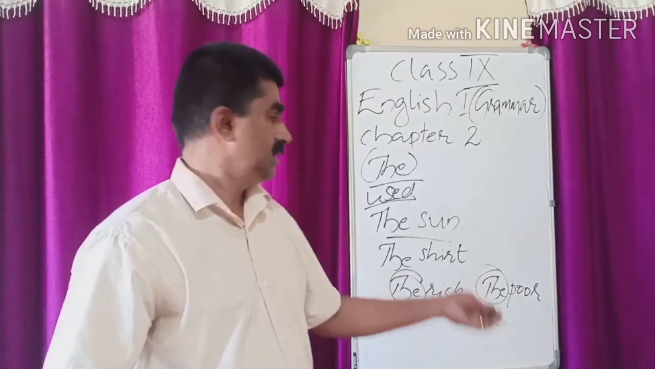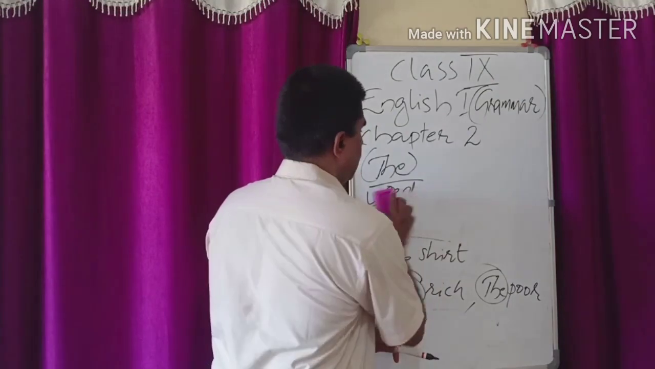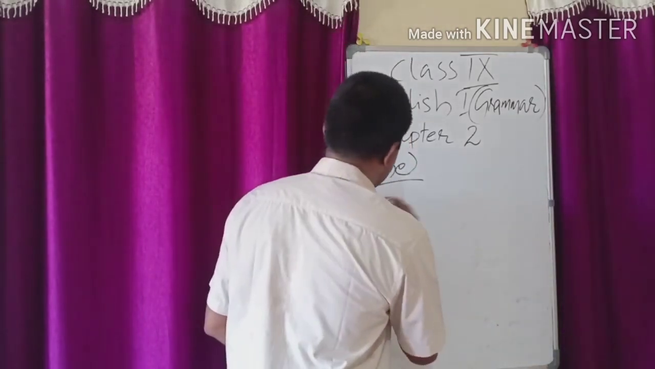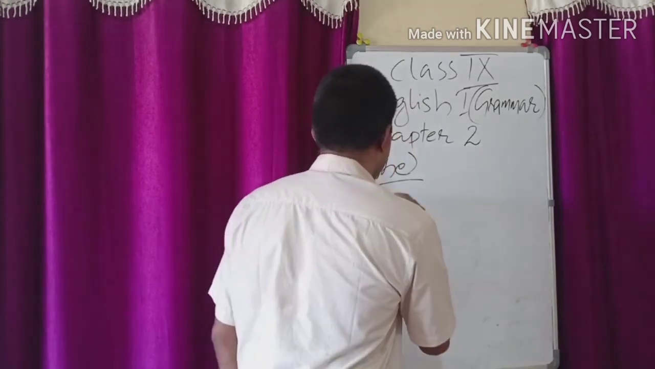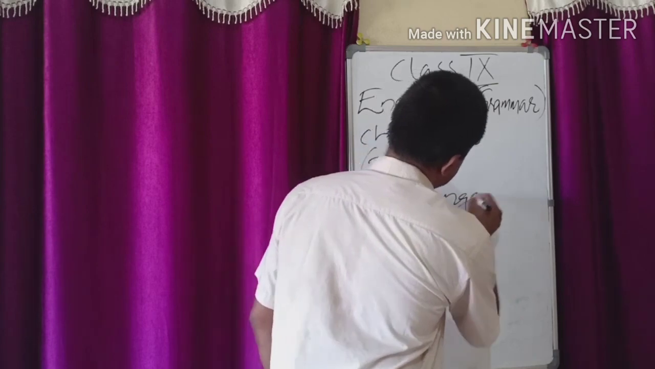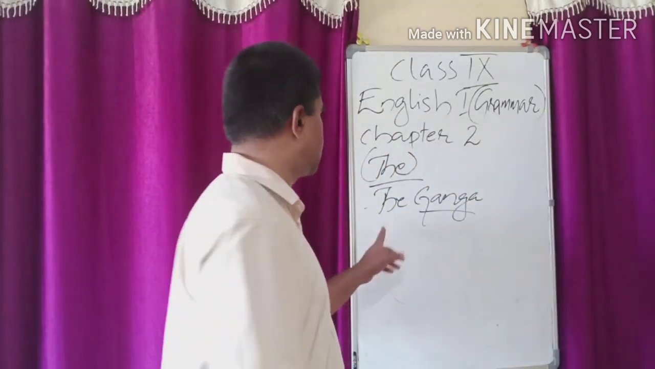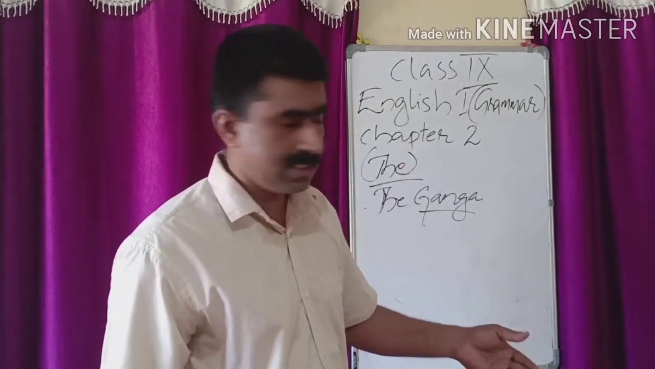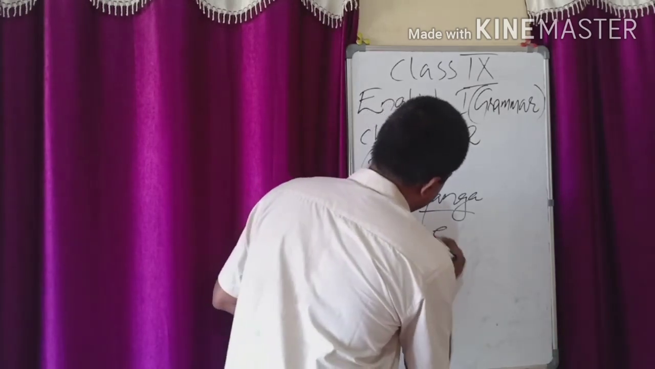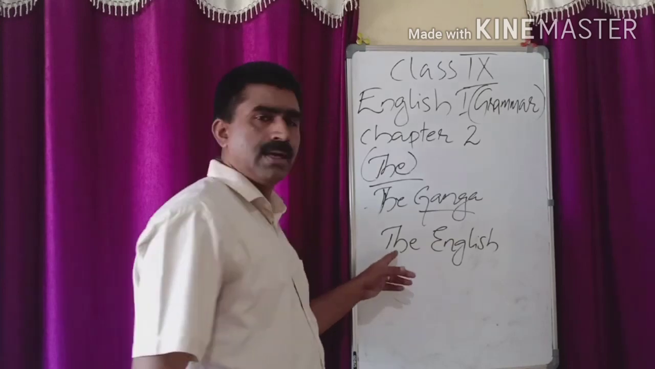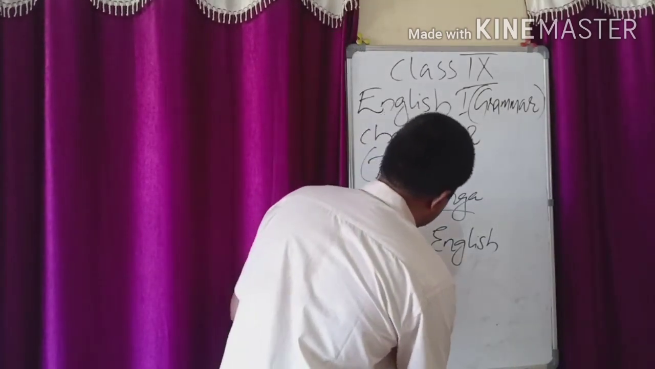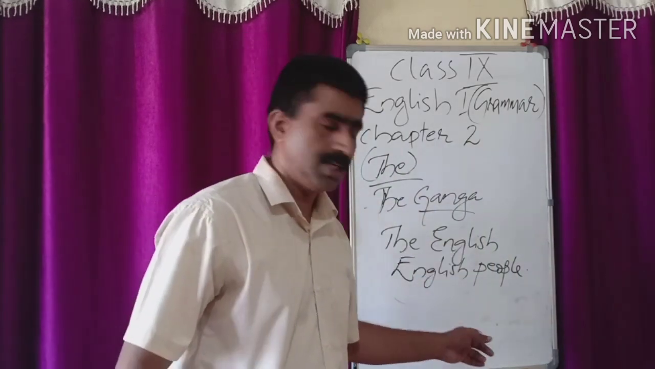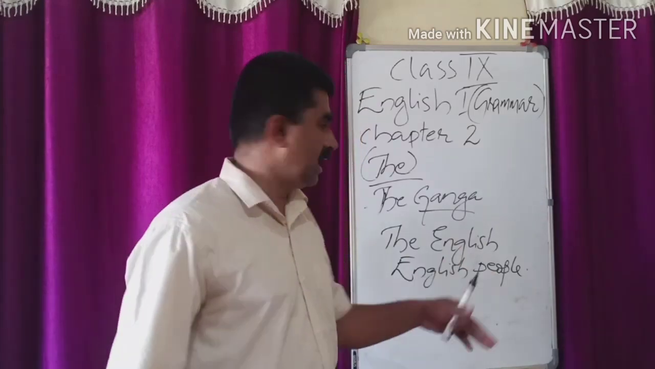So again, we can use this definite article before the name of a sea, ocean, river, etc. For example, the Atlantic, or the Indian Ocean, or the Arabian Sea, the Ganga. So before the name of a river, ocean, sea, etc., we can use the. Again, when we are using this definite article, we can say the English, but English people. There we cannot use the. So the English, but English people. So these are some of the usages of the definite article the.